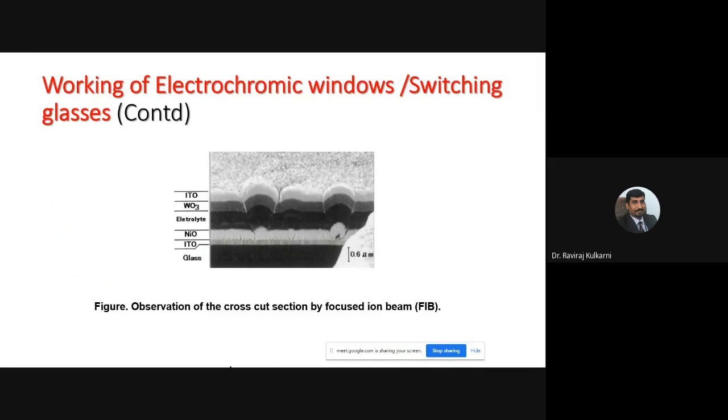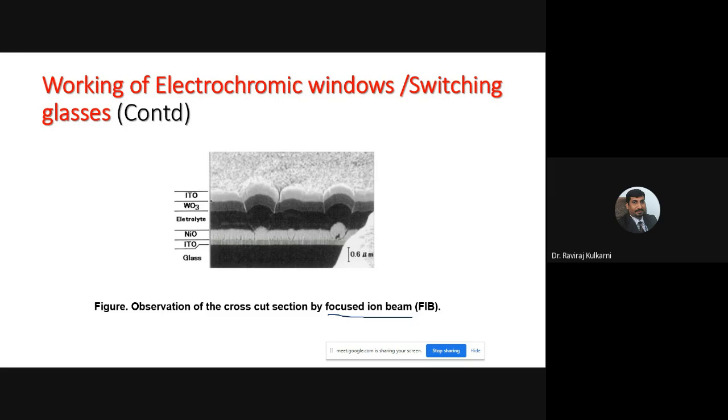Okay, FIB, focused ion beam. They have made an observation of the cross-cut section by focused ion beam. Focused ion beam is nothing but your SEM, TEM or something similar. Okay, right here.